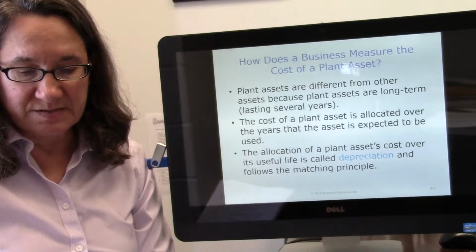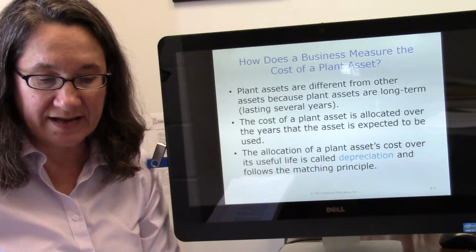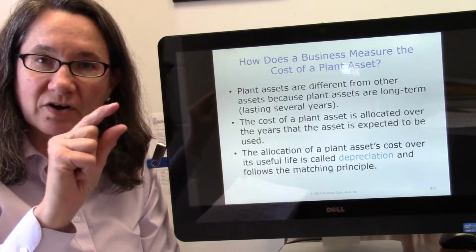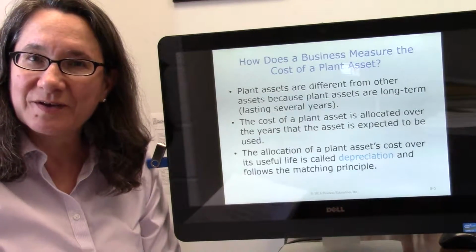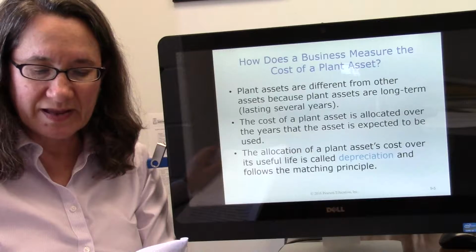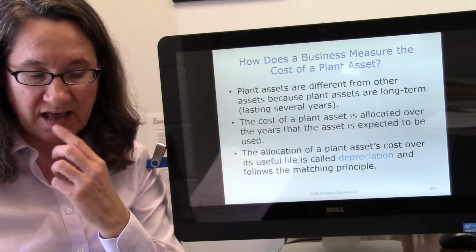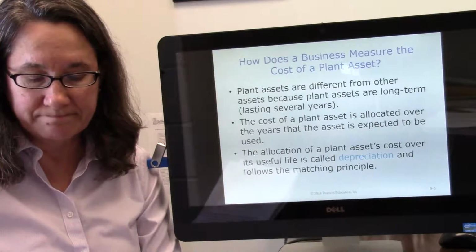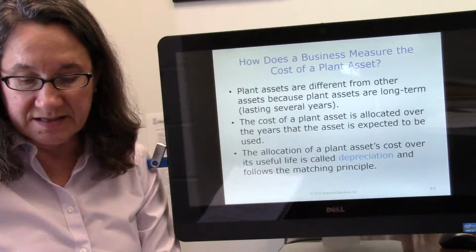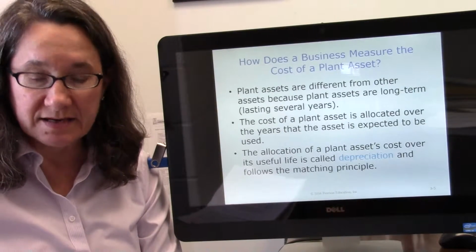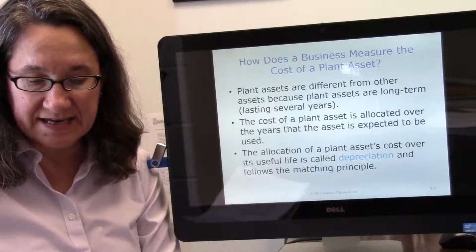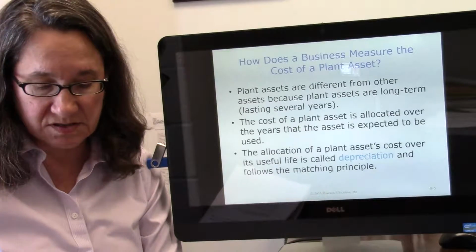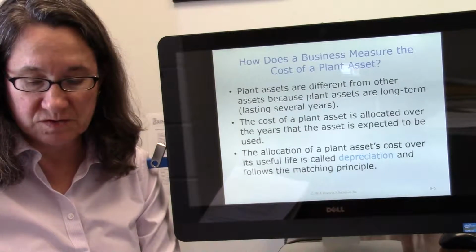So how does a business measure the cost of a plant asset? We talked about this a little bit way back when we first learned about assets and that distinction between current assets and plant assets, but it's always good to remind ourselves. Plant assets are different from other assets, such as office supplies, because plant assets are long-term, lasting several years. This requires businesses to allocate, A-L-L-O-C-A-T-E, allocate the cost of the asset over the years that the asset is expected to be used.